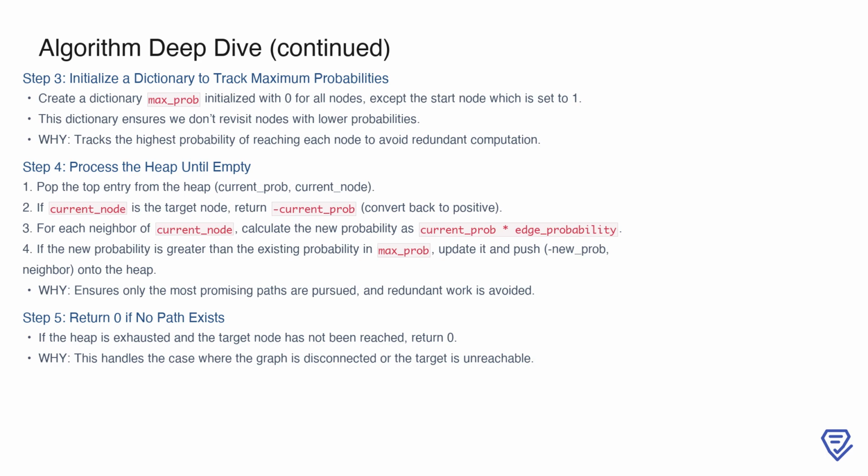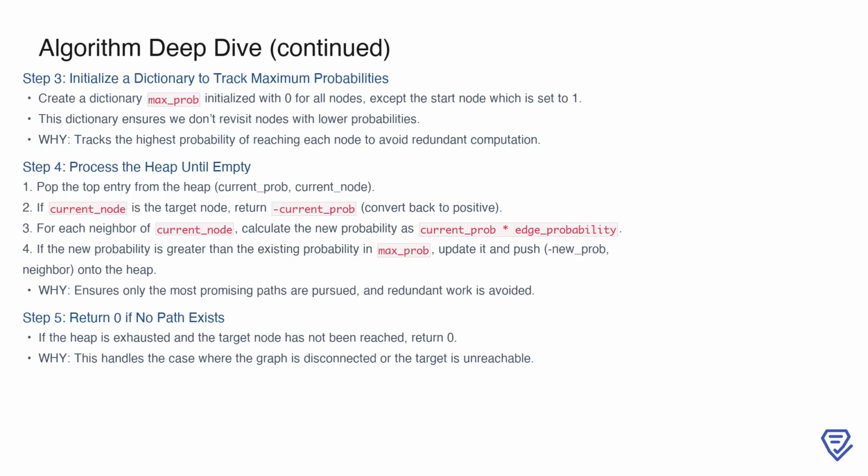Next, we process the heap until it's empty. At each step, we extract the entry with the highest priority, which corresponds to the highest probability path. If the current node is the target node, we return its probability, converting it back to positive since we stored it as negative. For each neighbor of the current node, we calculate the new probability as the product of the current probability and the edge probability. If this new probability is greater than the one currently recorded in max_prob, we update the dictionary and push the neighbor onto the heap with the updated probability. This ensures that only the most promising paths are pursued further.